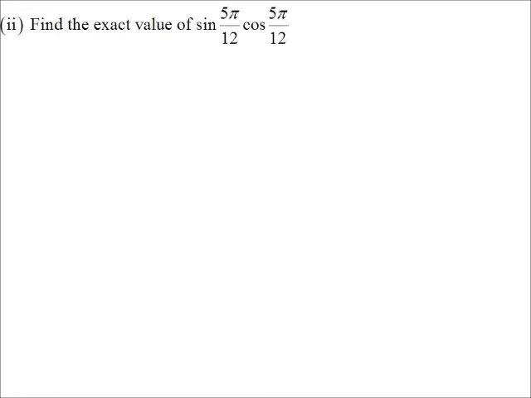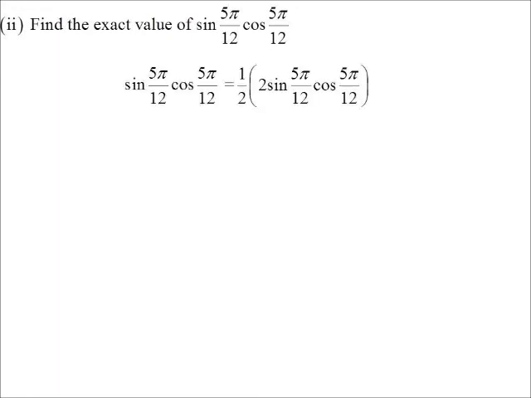But if you notice the pattern, sine cos, well, we've got something very similar to that. Sine 2 theta is 2 sine cos. So actually, I could say, well, hang on, I've got sine 5 pi on 12 cos 5 pi on 12. Well, that would just be a half of 2 sine cos. And now I can use the double angle.